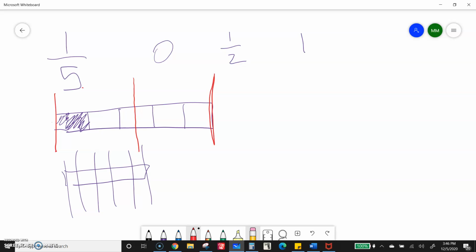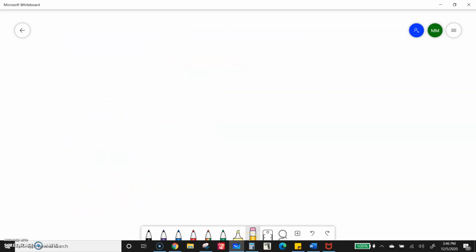So I can say, okay, what's 1/5 closest to? Look, it's closest to 0. It's this far away from 1/2. It's this far away from 0. So I would round it to 0. I only have one piece out of 5 pieces, which is not much. So that would be rounded to 0. Bear with me if this still isn't making sense. We'll get there. More examples will help.